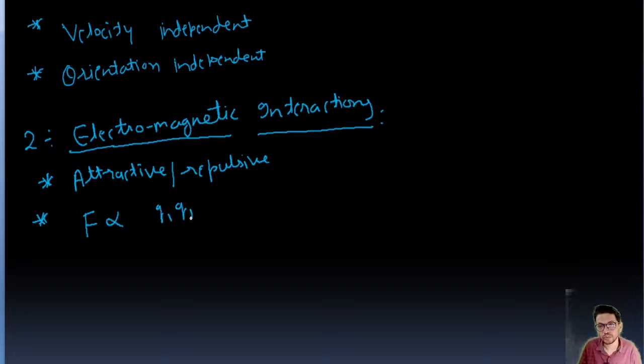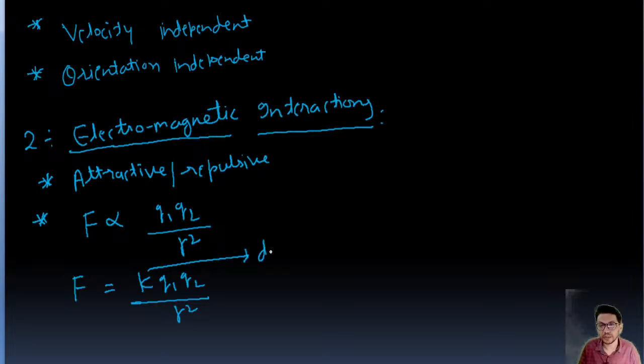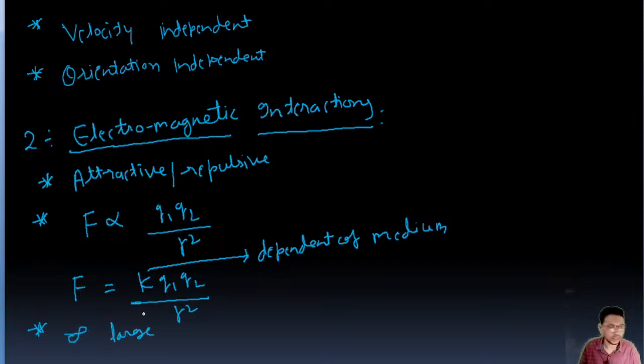Second, the electromagnetic interaction force is the Coulombic force, right? F is proportional to Q1 Q2 upon R square, or F is equal to K Q1 Q2 upon R square, where K is dependent on the medium. This is the force F, and this is K. This may be infinitely large.